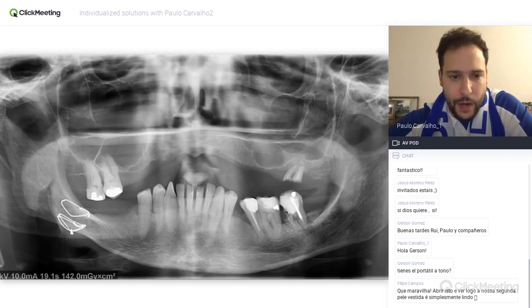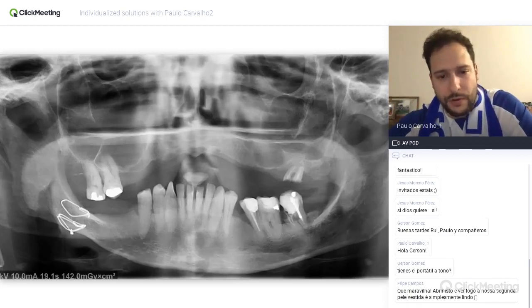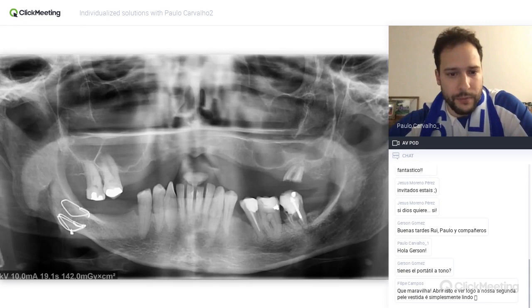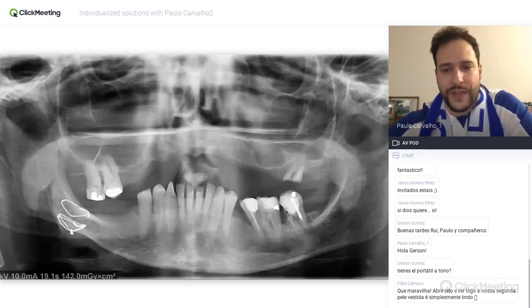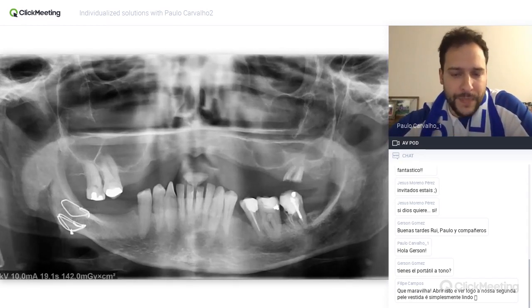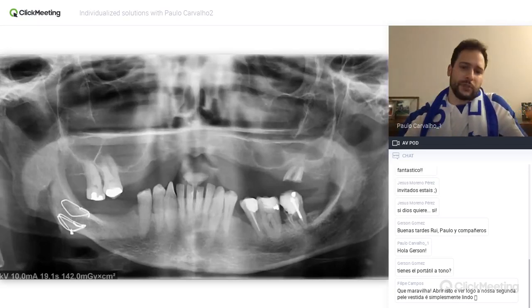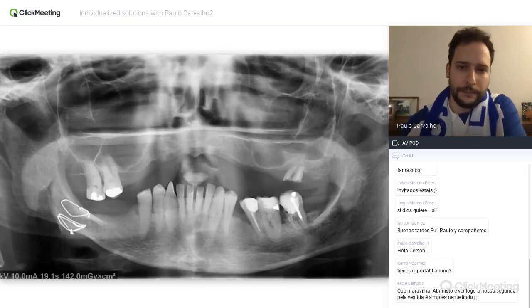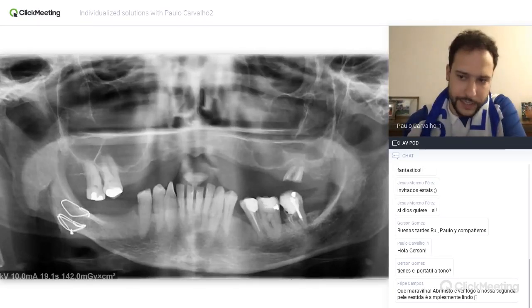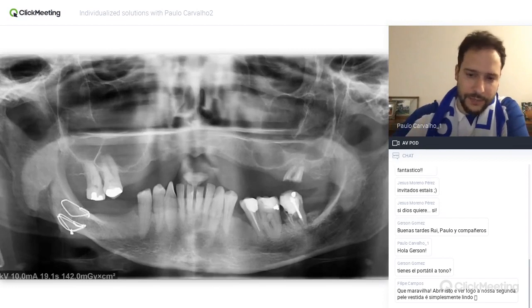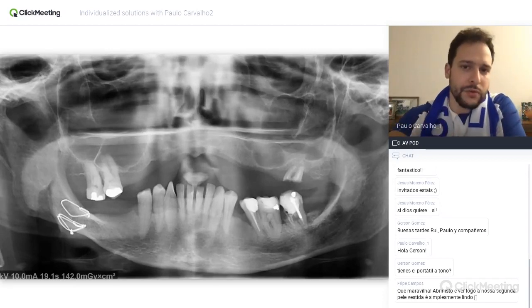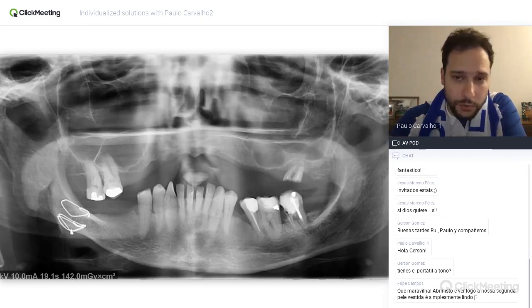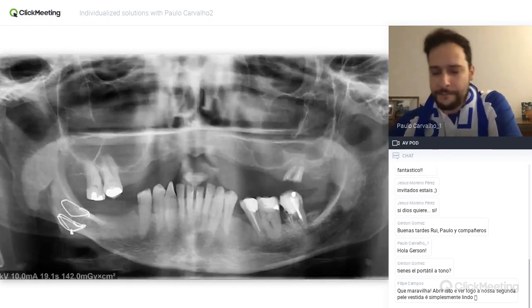There is no bone at all at the posterior region because of the pneumatization of both sinus floors, and in the anterior region there is no bone at all in vertical height and horizontal width at the same time. So it's a typical case to do zygomatic implants or to have a patient-specific implant.